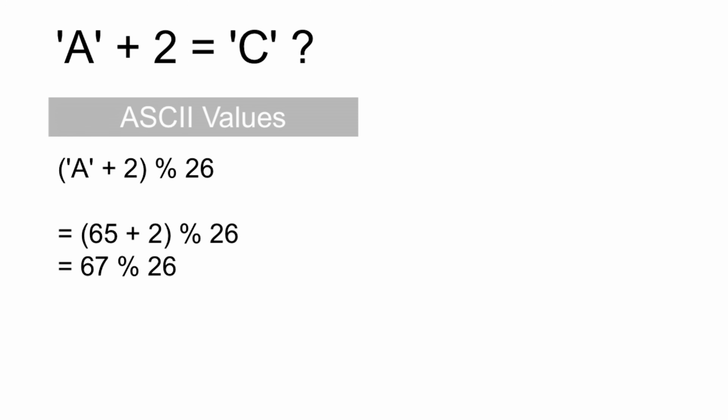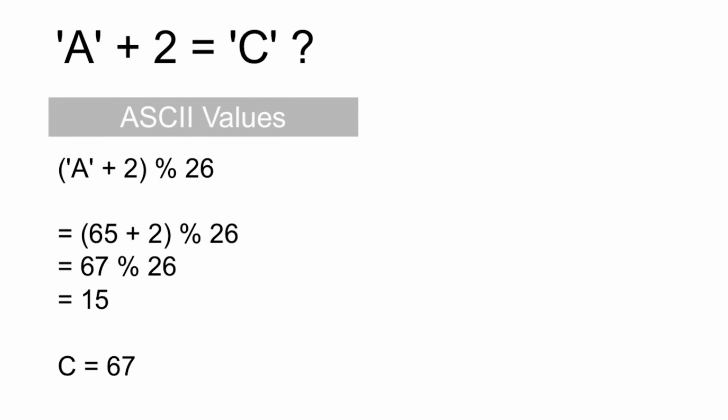So that allows me to cast it to its ASCII value, 65. 65 plus 2 is 67. 67 mod 26 gives us 15. But that doesn't really make sense because we know that the capital C ASCII value is 67, not 15. So how do we reconcile that? Well, here I'd like to posit the notion of an alphabetical index.